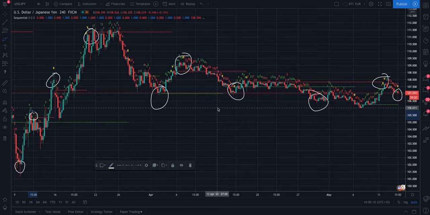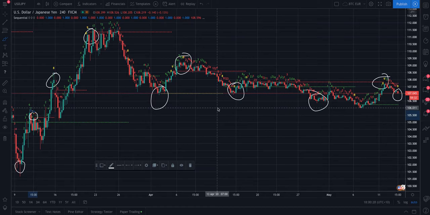In this one I'm going to cover the sequential indicator. So the sequential, or TD sequential, named after Tom DeMark, who invented it, is a simple indicator that just counts from 1 to 9, with 1 being the start of the trend and 9 being the likely end of the trend.